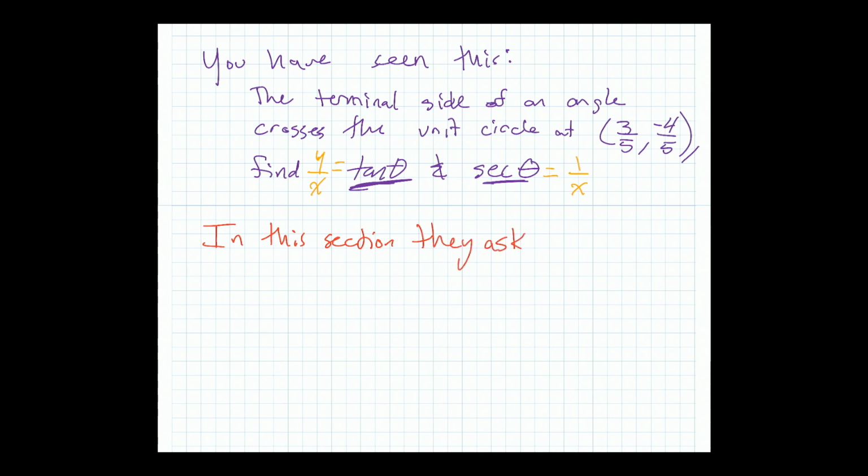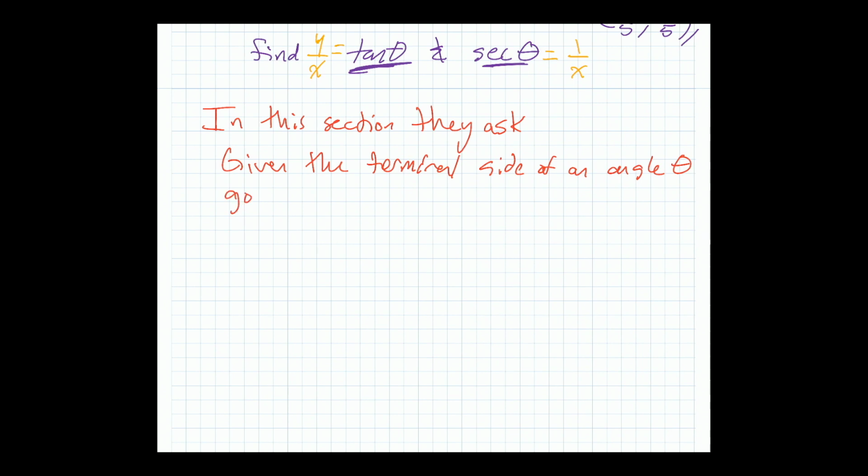They ask, here's an example, given the terminal side of an angle theta goes through, let's say, (12, 5), find cosecant theta. You know, just one of the trig functions, it doesn't matter which, right?